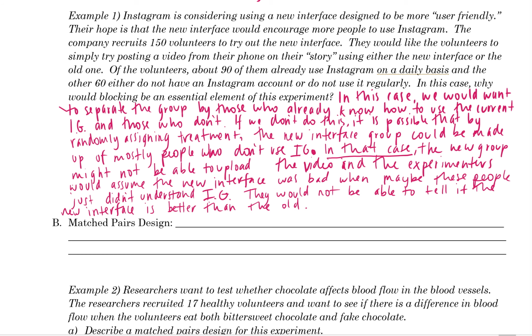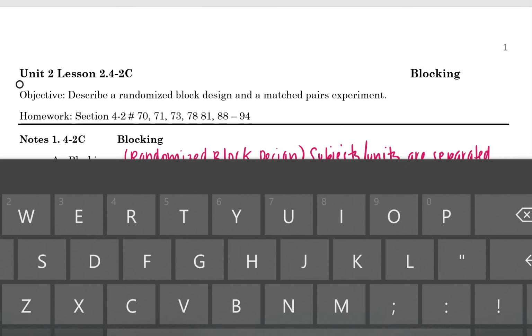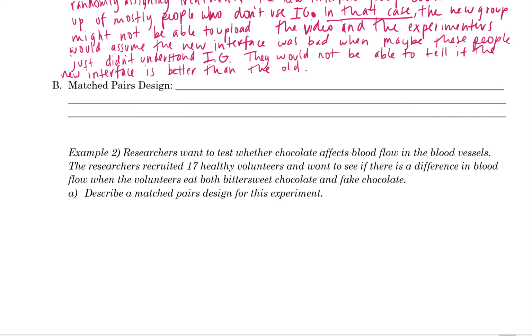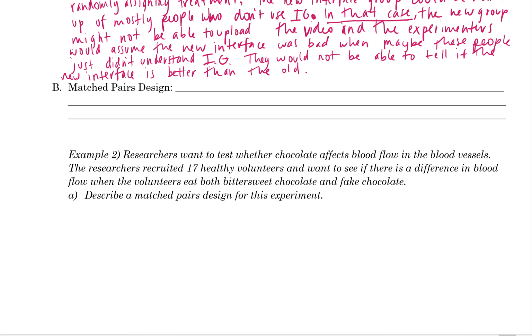So in the previous example, we just want to know if the new interface is better than the old interface. And so a way that we might actually be able to test that is we could have each of the volunteers use both and see which one is easier for them. Well, that actually is a type of experiment, and it has a name, and it is called a matched pairs experiment. And it basically looks a couple of different ways, but it goes like this.